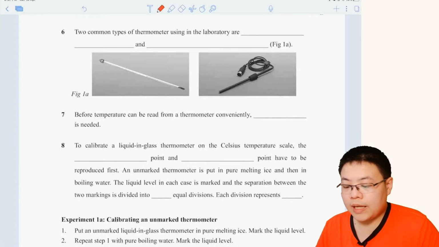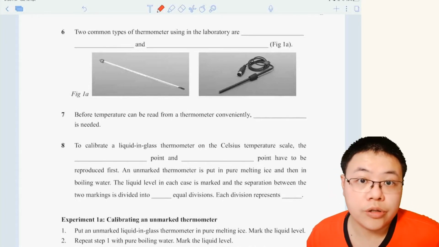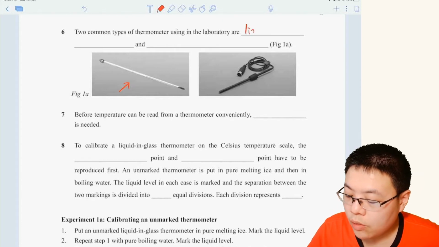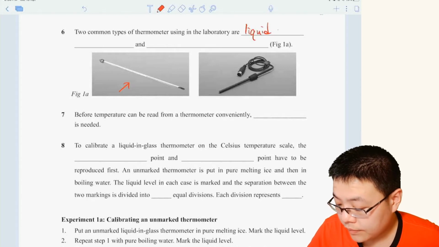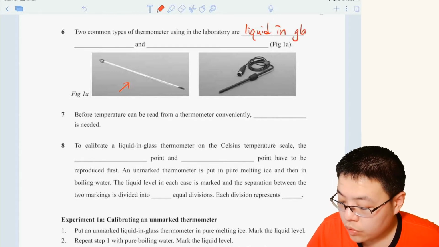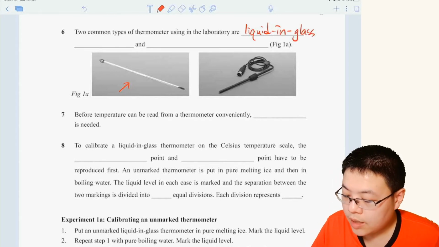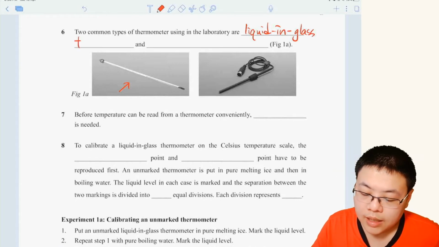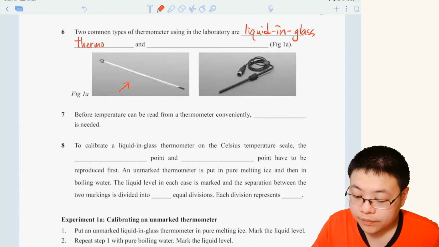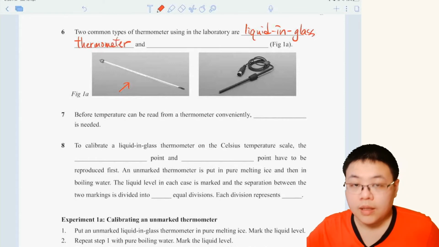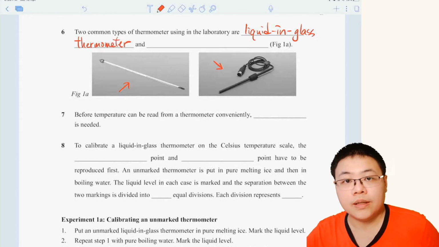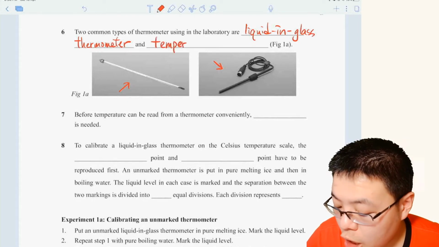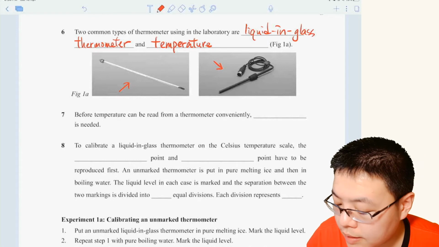Okay, 2 common types of thermometer used in the laboratory are, this kind is called liquid in glass. There are 2 main types. You can use alcohol or mercury. They are liquid in glass thermometers. And the other one, this one, is called the temperature sensor. Very straightforward. Temperature sensor.